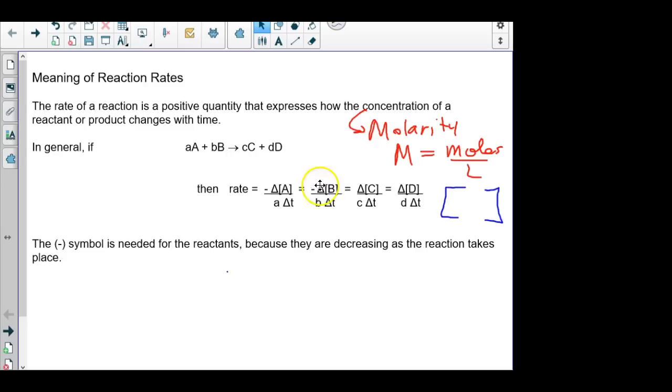Notice that you have a negative sign here and here. That negative symbol is needed for the reaction because we are decreasing the reactants over time. Of course, the reactants will decrease as the products increase. So as I use up reactants, I form products.